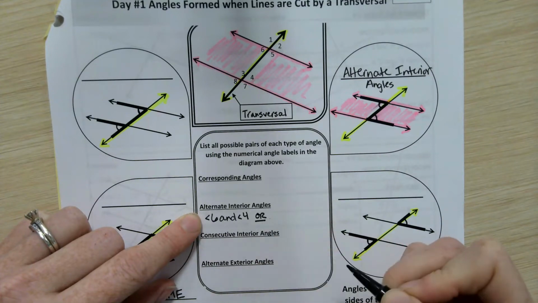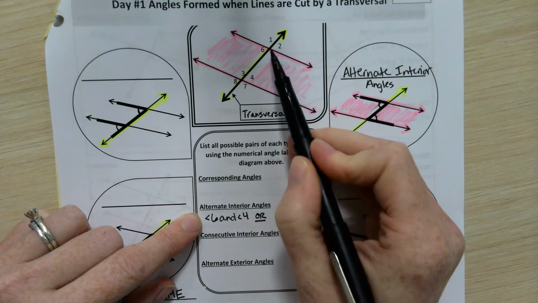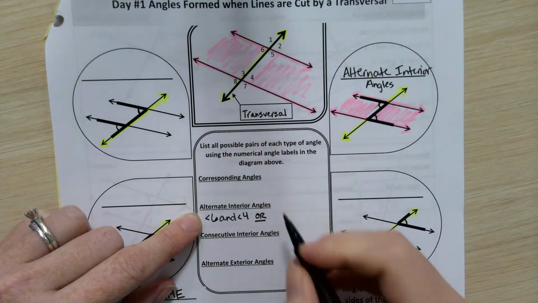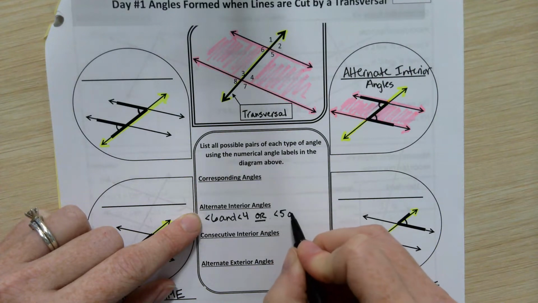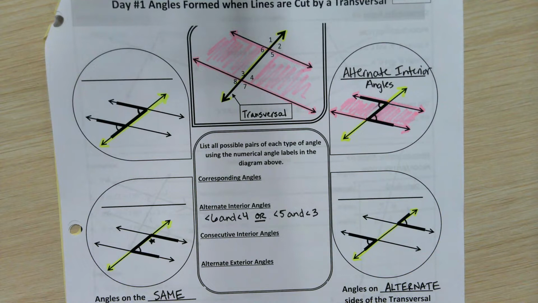There is a second option. If I start up here, angle 5, travel down the transversal on the alternate side would be angle 3. So angle 5 and angle 3 are also an example of alternate interior angles.